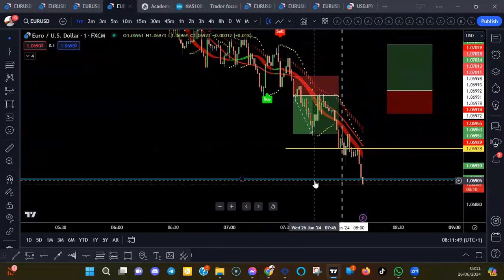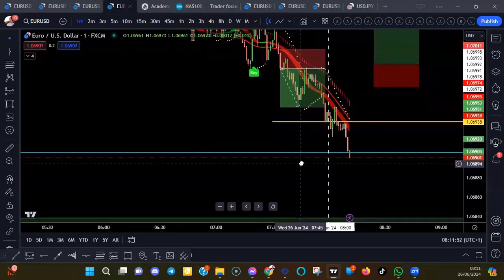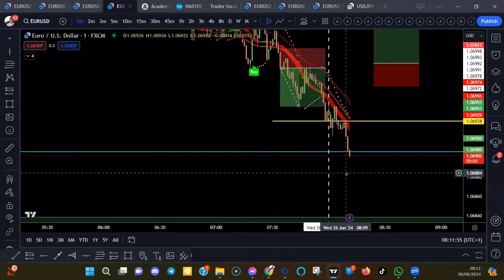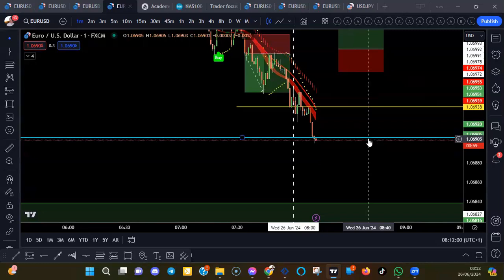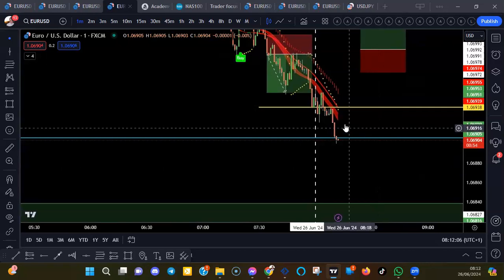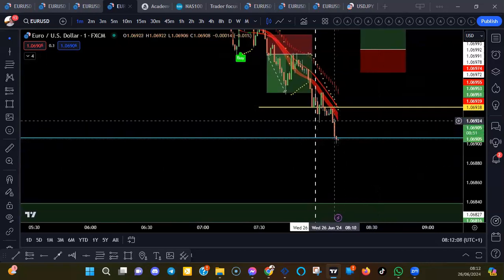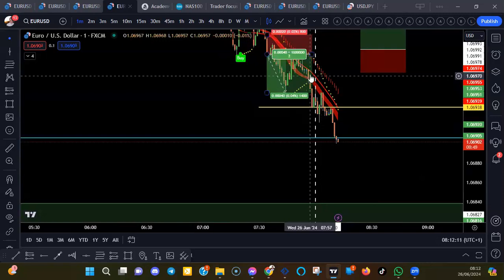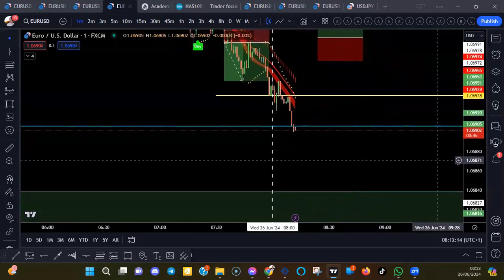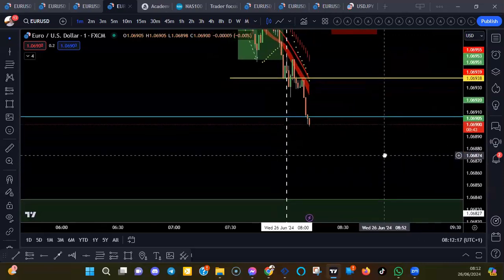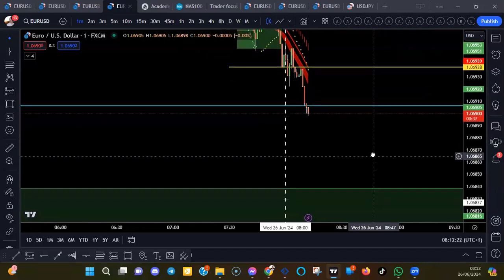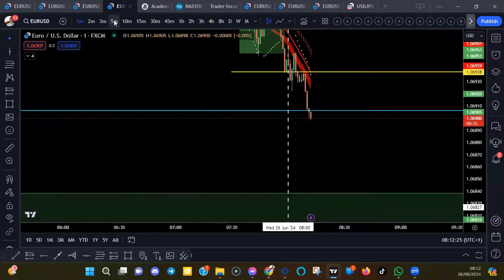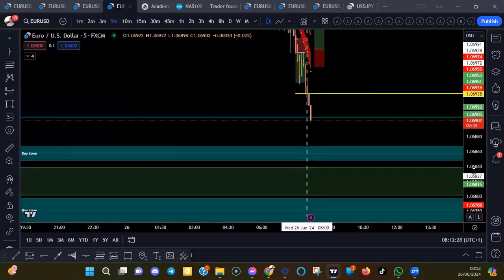So this line now could become resistance. So if price does do what it wants to do on this larger sell and get down here and then come back up again, it could very well bounce off this line and then carry on down. Or it could go and mitigate these imbalances here and here. But you know that they are there for a reason. Right, so see where we are on the bigger picture.